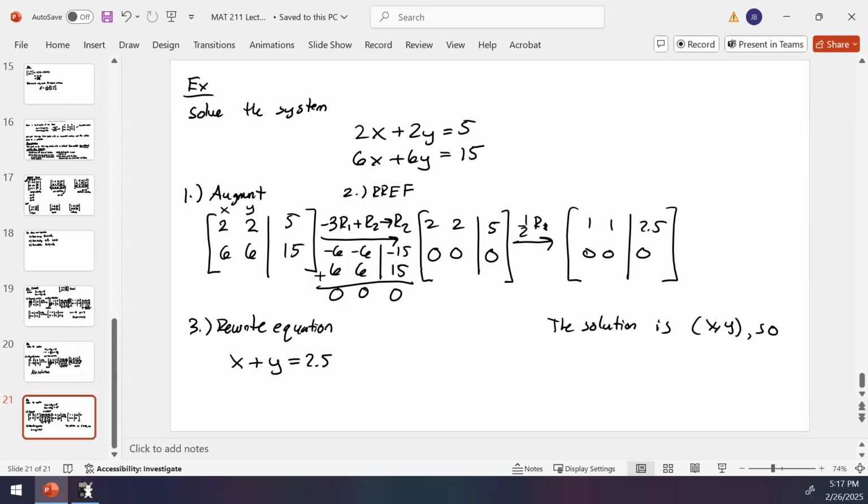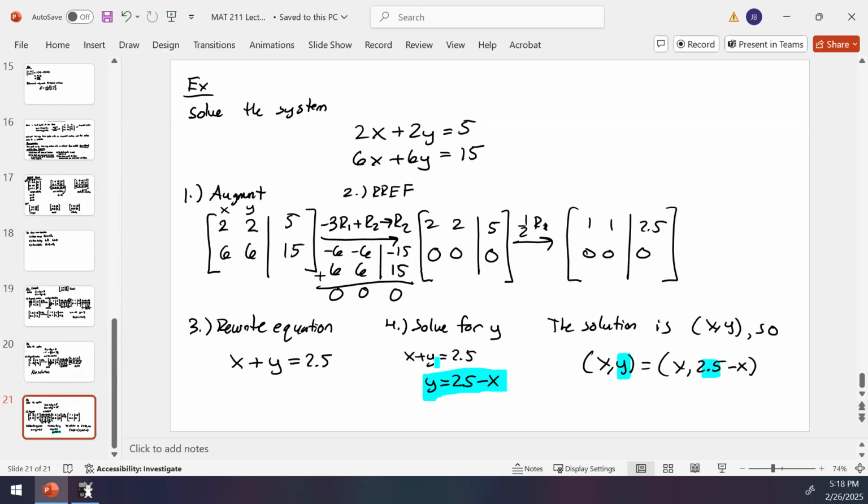So step 4 is going to be solve for y. So x plus y equals 2.5, y equals 2.5 minus x. So what I could do is say x comma y is equal to x comma 2.5 minus x. Effectively what I did is I replaced this right here with that right there. Now I've rewritten my answer in terms of one variable, which is very helpful. So we call that parameterization.